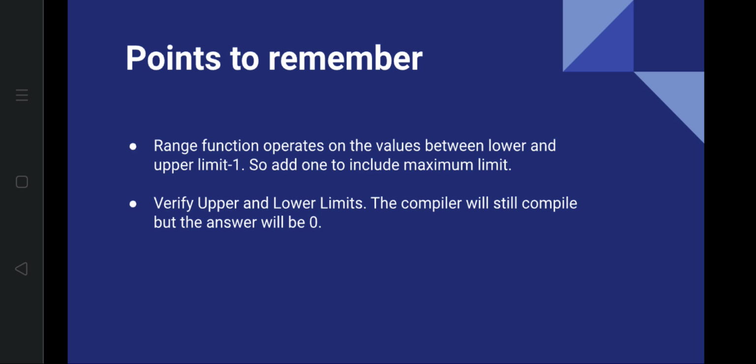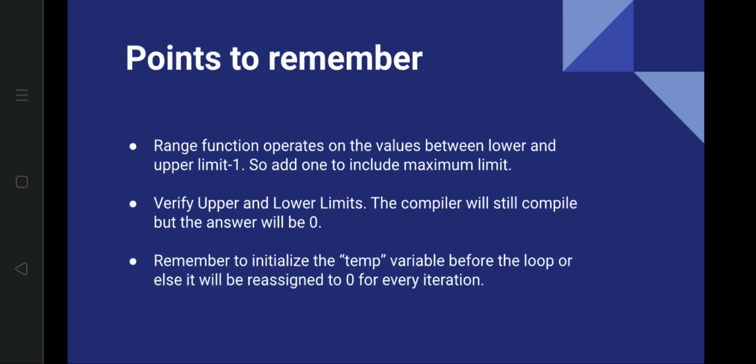And now ensure that the upper limit and lower limit are placed in the proper position, because the compiler will still compute even if the positions are changed, but the answer will be 0. And remember to initialize the temp variable before the loop, or else it will be reassigned to 0 on every iteration. So let us remember these points while doing this program.